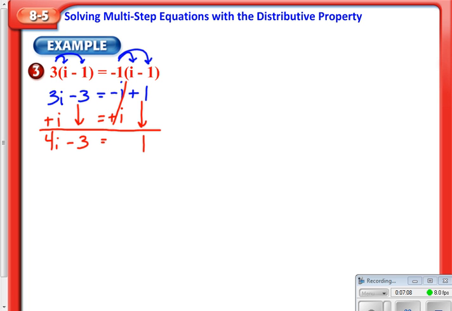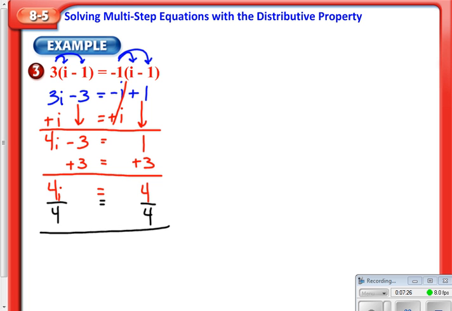Get your variable alone. Now we have to get rid of the addition and subtraction. So we need to add 3 to both sides. And we have 4i equals 4. Now, in order to get i alone, 4 is multiplying into i, so we need to divide by 4 on both sides. And we find out i equals 1.